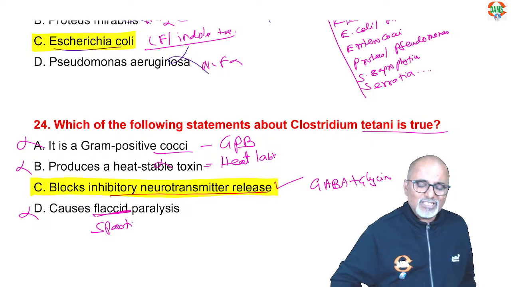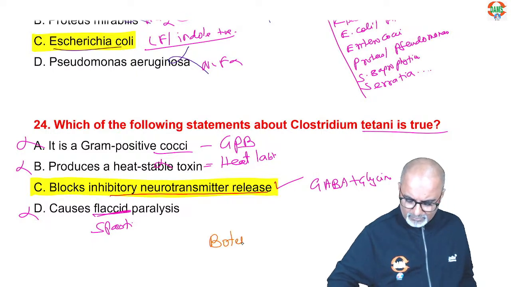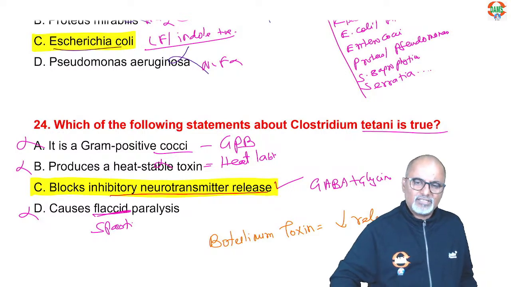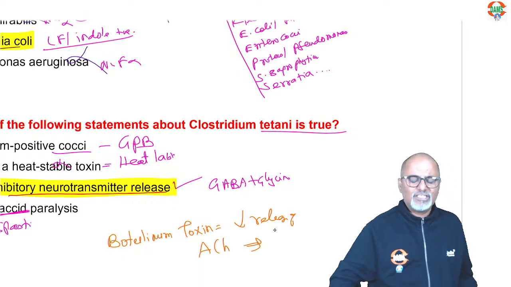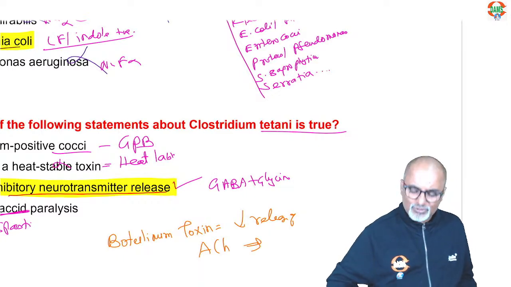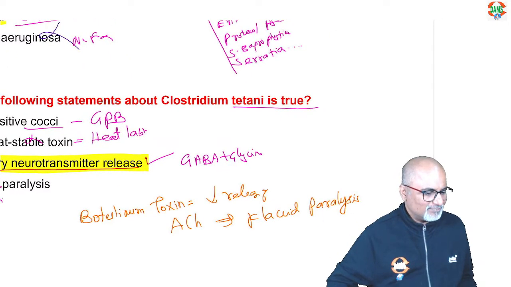Just the opposite function is botulinum toxin. In case of botulinum toxin, it blocks the release of acetylcholine, which leads to flaccid paralysis, like floppy baby syndrome. Okay.